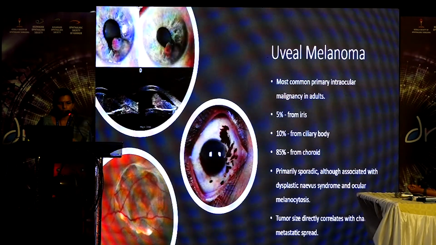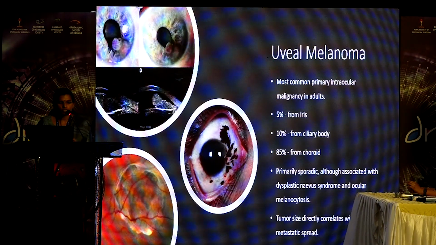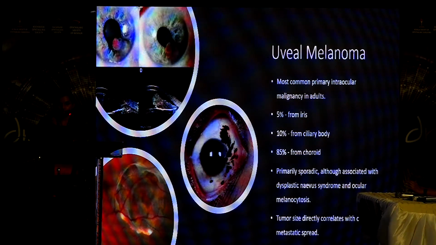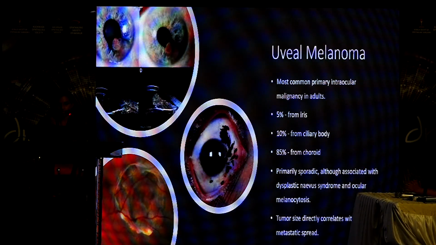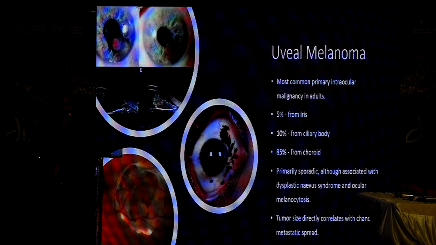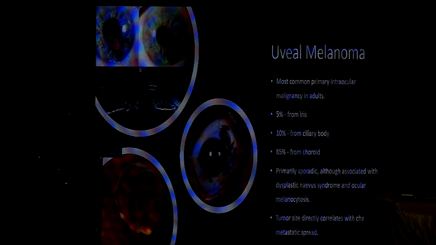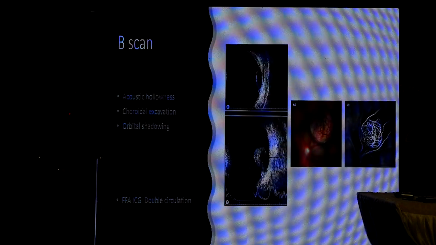Now coming to choroidal melanoma, it's the most common primary intraocular malignancy in adult, and 85% presents from the choroid, and primarily it's sporadic, but it can be associated with the dysplastic nevus syndrome. And the most important thing is tumor size directly correlate with the chance of metastatic spread, so early detection is very important in a case of melanoma.